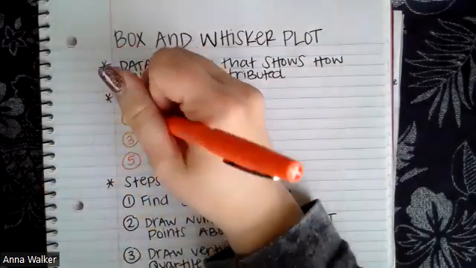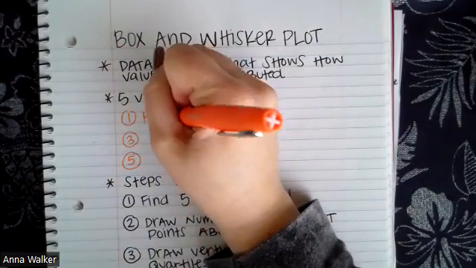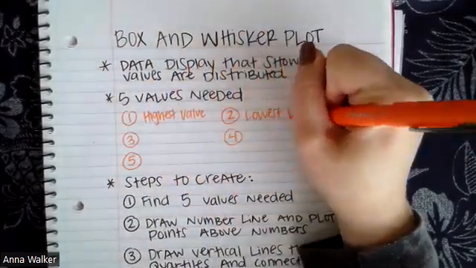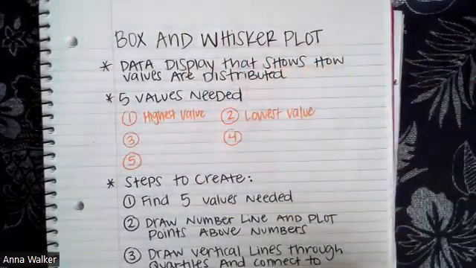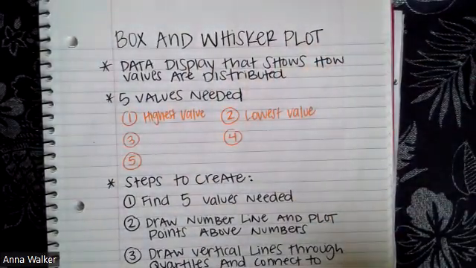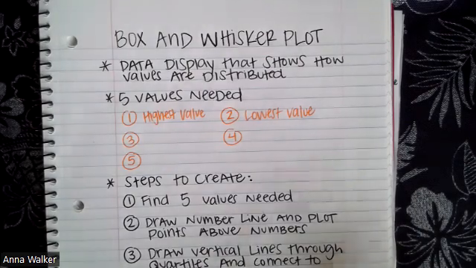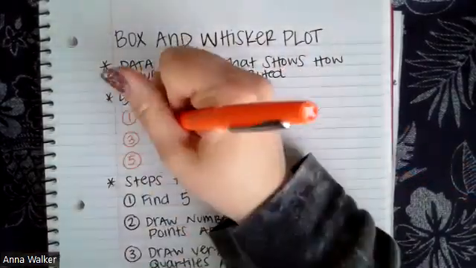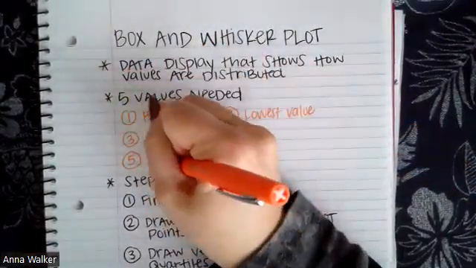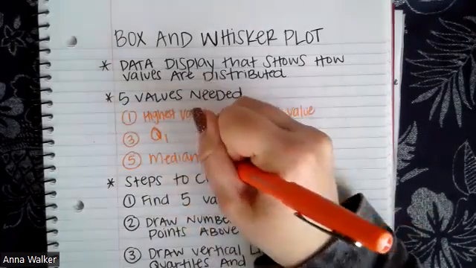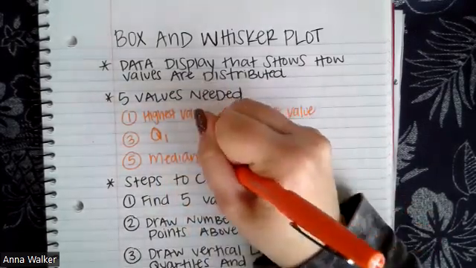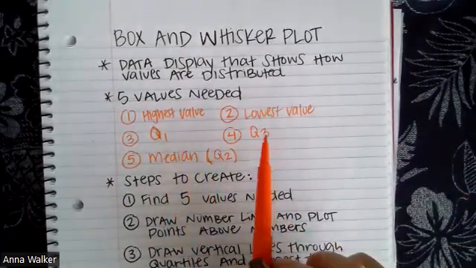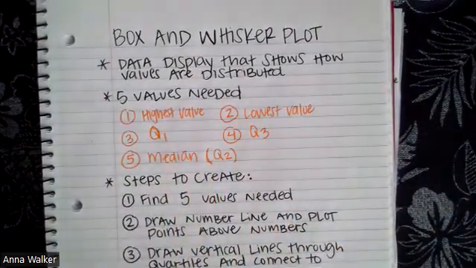So the first are just the highest and the lowest value. So we need the highest value in the set and the lowest value in the set. That's just what's the biggest and the smallest number in the set or the list of numbers. The next 2 things we need are our quartiles. So we need our quartile 1 and our quartile 3. And then the last thing we need is the median, which is also another quartile. It's our Q2. So we need all 3 of our quartiles, 1, 2, and 3, the highest value and the lowest value in the data set to create a box and whisker plot.